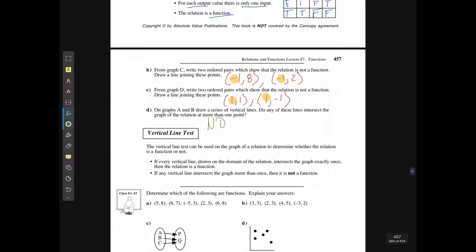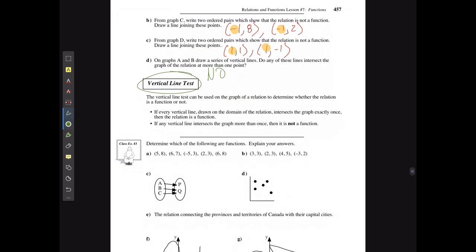We refer to this as the vertical line test. We're talking about the vertical line test. It means that if I draw a vertical line all the way through the grid, there is never going to be any two points that a vertical line will cross through. If it does cross through more than one point, it is not a function.